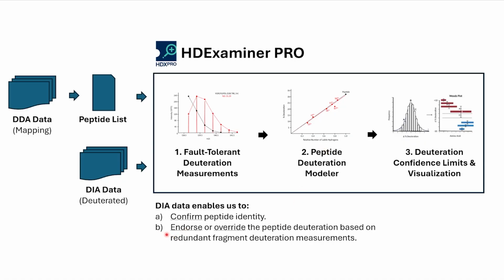And second, we can either endorse or override the peptide deuteration based on these fragment deuteration measurements. We would endorse it in cases where the peptide MS1 signal is clean and the fragments give us the same deuteration measurement. Or we would override the peptide measurement in cases where the peptide is completely overlapped and cannot be rescued from MS1 data alone.